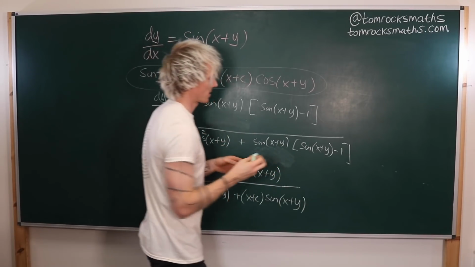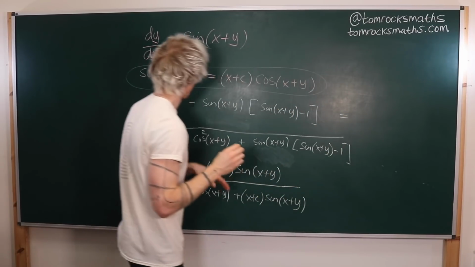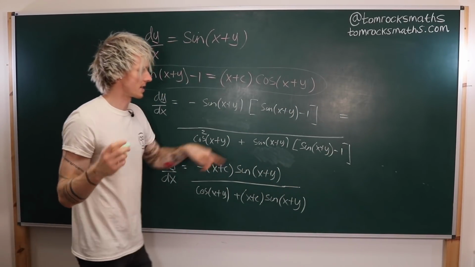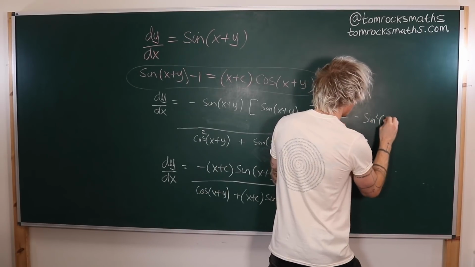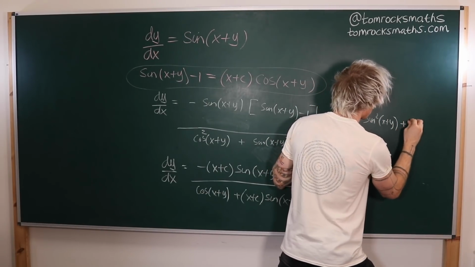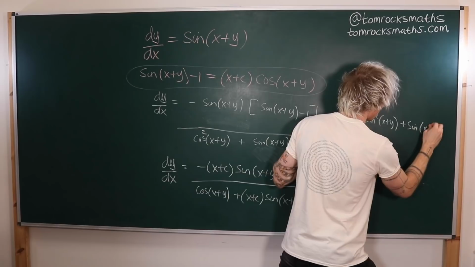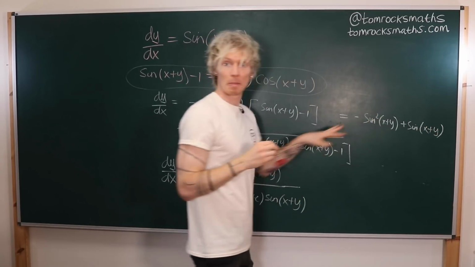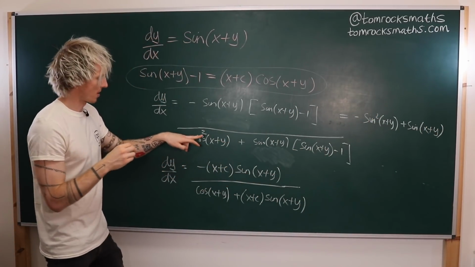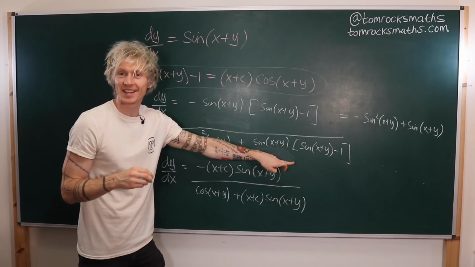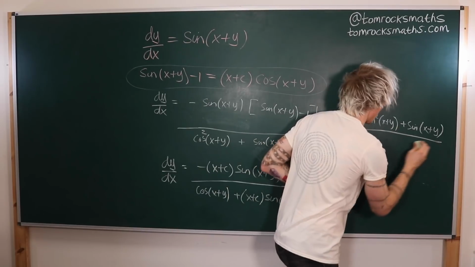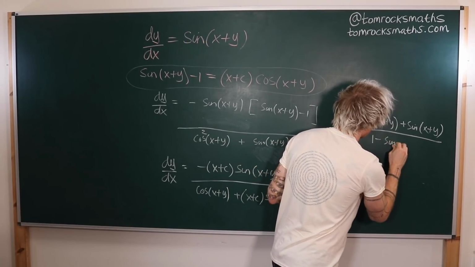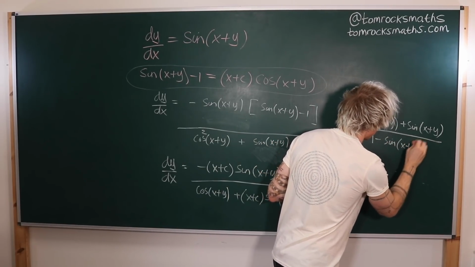And now, if I just expand this out, what I've got is a minus sine squared plus sine. So minus sine squared of x plus y plus sine of x plus y on the top. And then on the bottom, I've now got a cos squared plus a sine squared, which is 1, and then minus a sine of x plus y. So we get a 1 minus sine of x plus y.